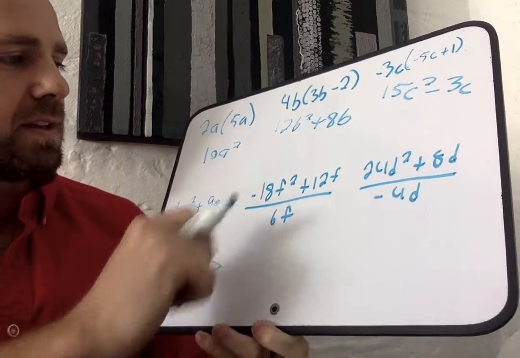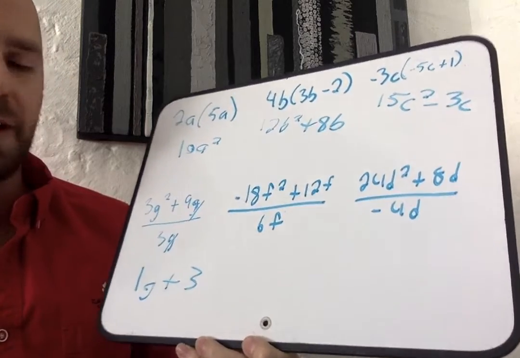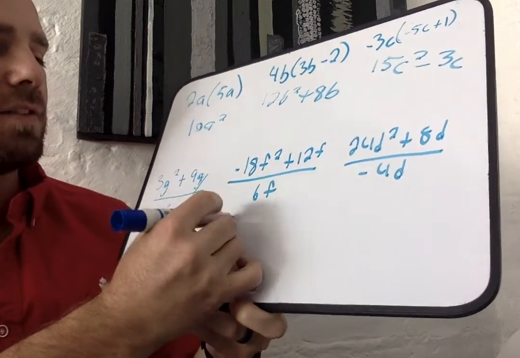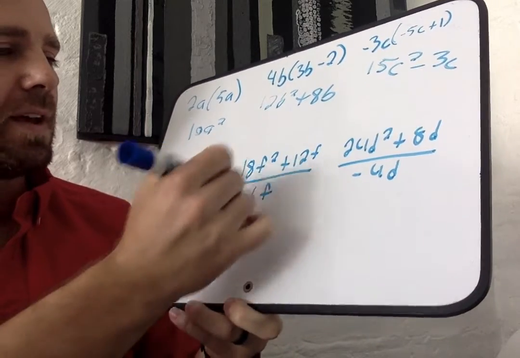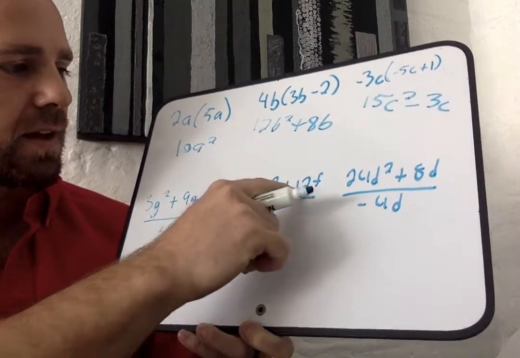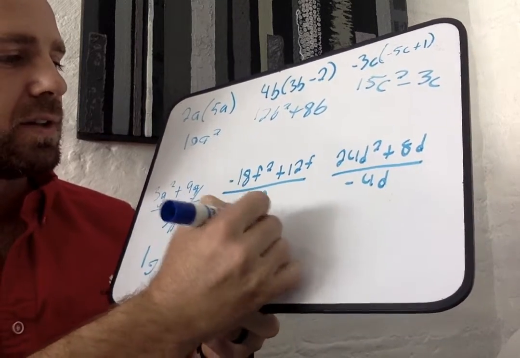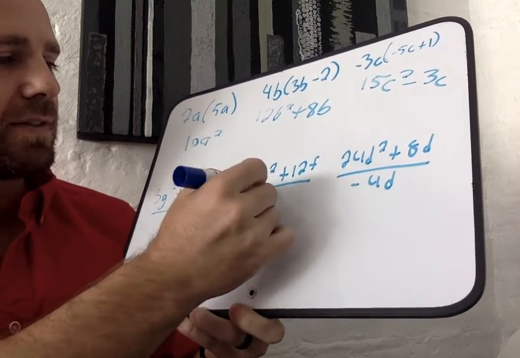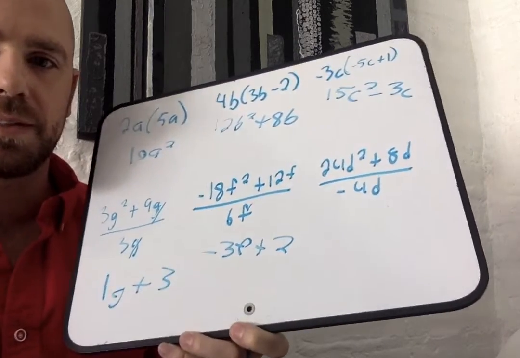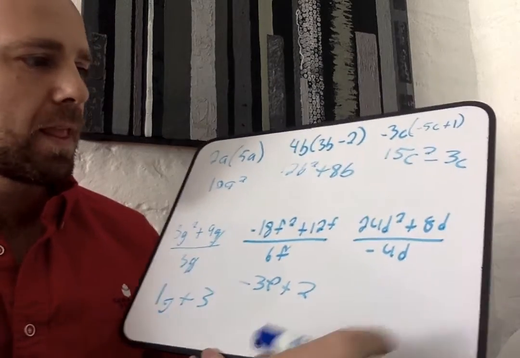We have negative 18f squared plus 12f, divided by 6f. So negative 18 divided by 6 is going to give us negative 3. f squared divided by f is going to leave us with an f. Here we have plus 12f, so the f's cross each other out, and we're left with just 2, which is 12 divided by 6.